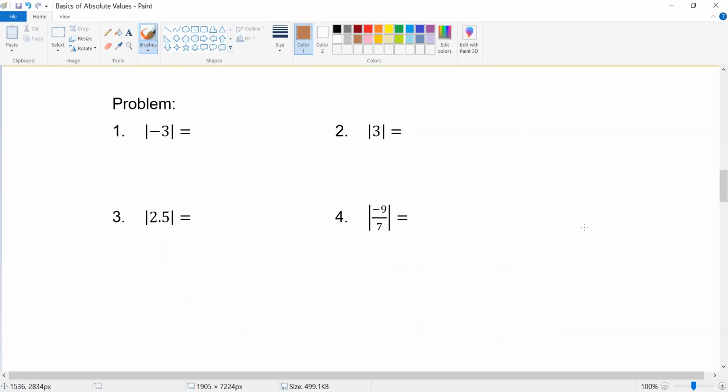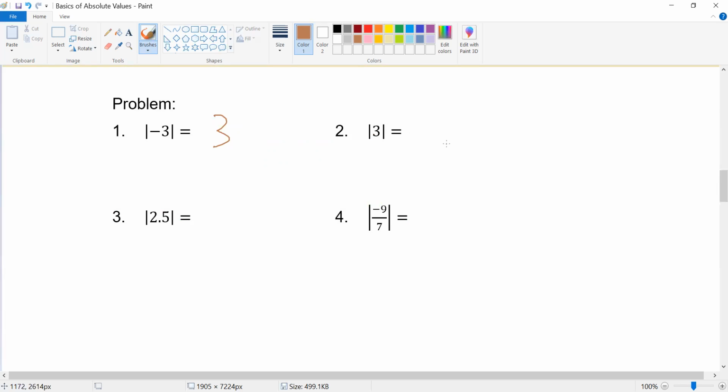Here are a few problems to take a look at. I'm going to give you a couple seconds to try these problems out. Are we ready? So here, number 1 is asking us, what's the absolute value of negative 3? Oh, this is just positive 3.